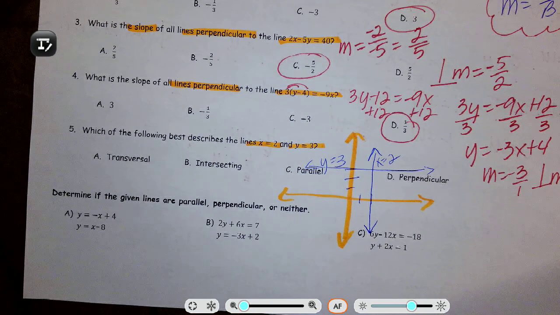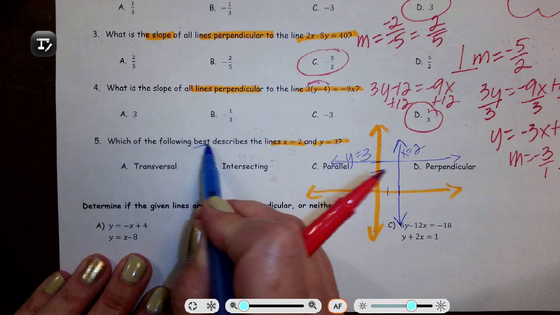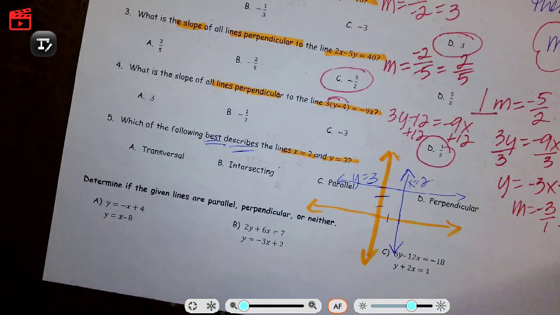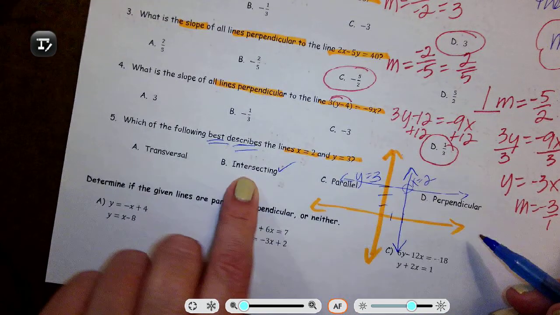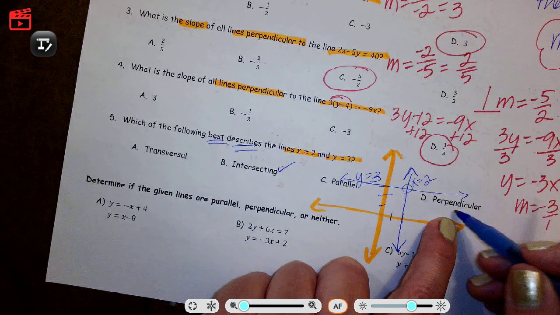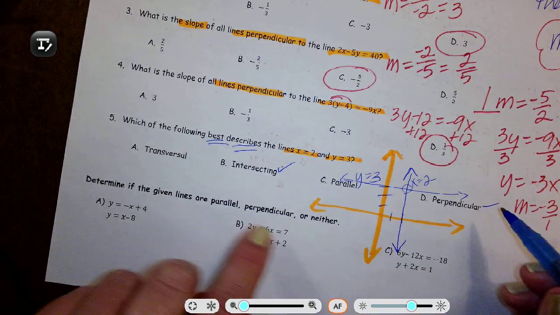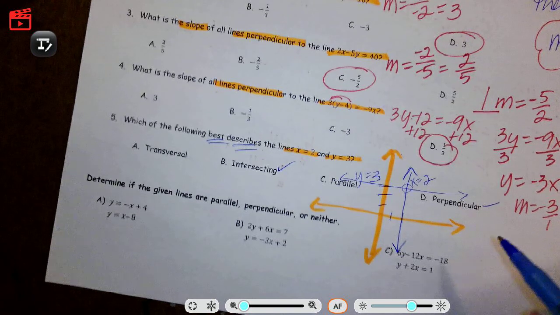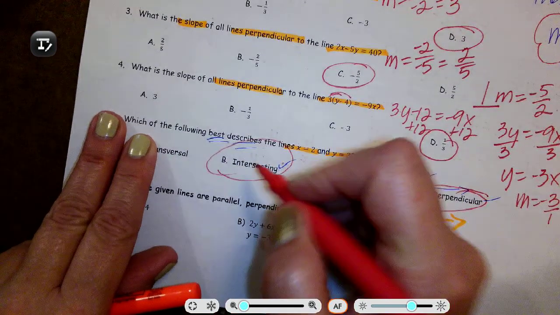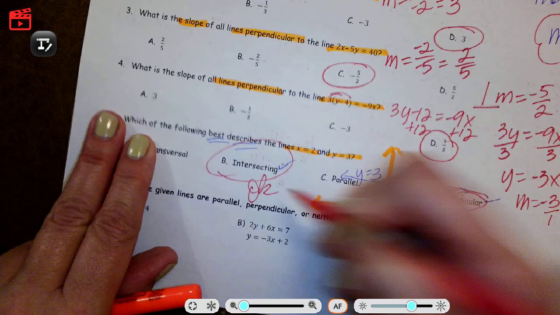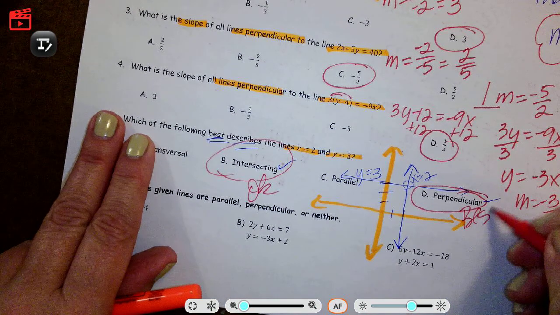Which of the following best? Okay, so here's the thing. Best describes this relationship. Well, I can see clearly that they're intersecting. So that's true. And I can also see that they are perpendicular. That's true. But if I was going to say best, I probably would go with perpendicular. I would say this one is okay, but I would say this guy would be the best.